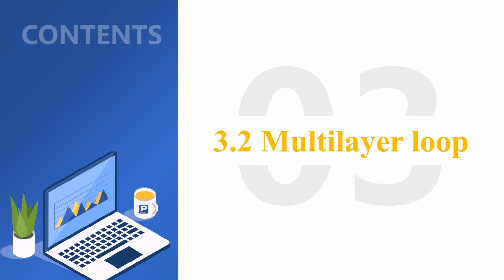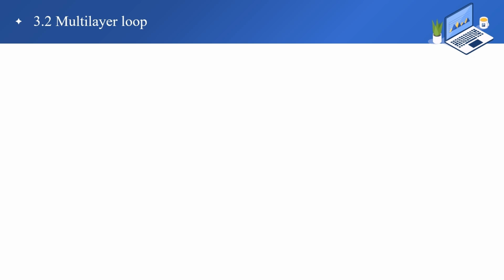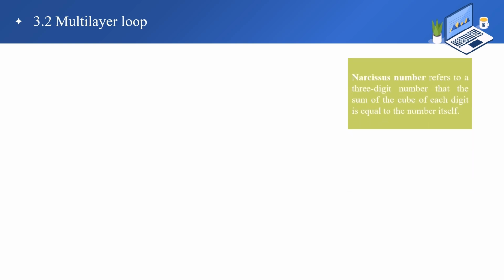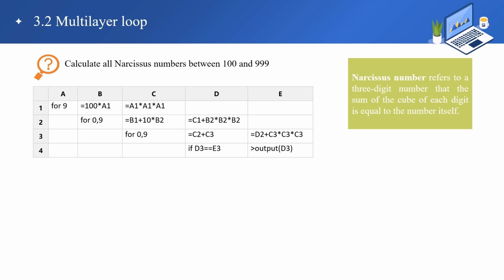Section 2. Multilayer loop. Just as if-else may be found in the code block of if and else, there can be for again in the loop body of for, which we call multilayer loop. Narcissus number refers to a 3-digit number that the sum of the cube of each digit is equal to the number itself. Now we want to calculate all Narcissus numbers between 100 and 999.